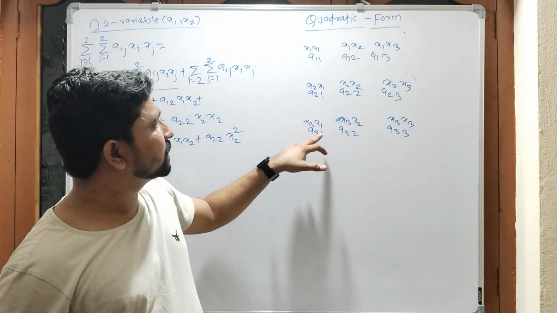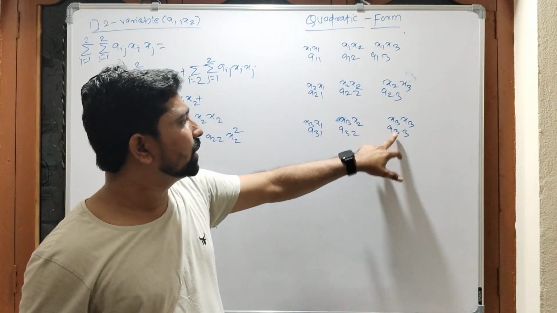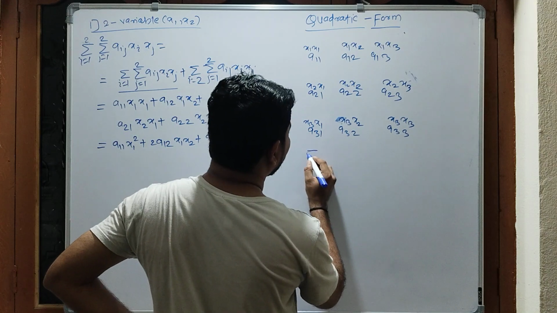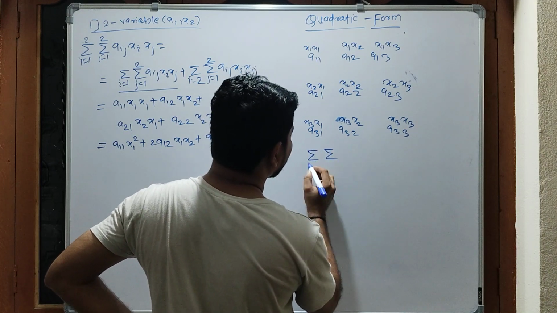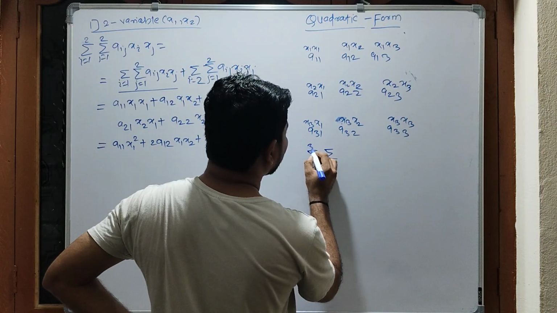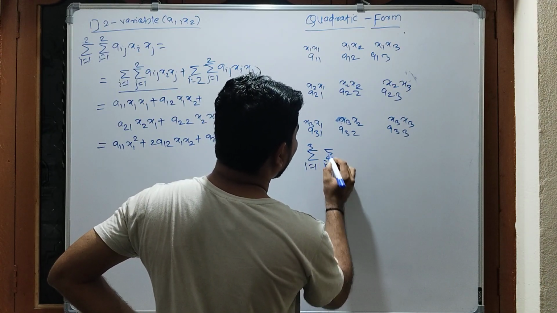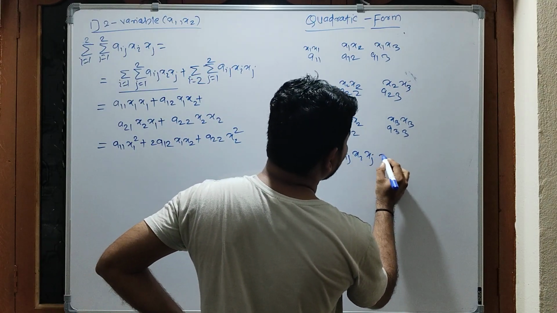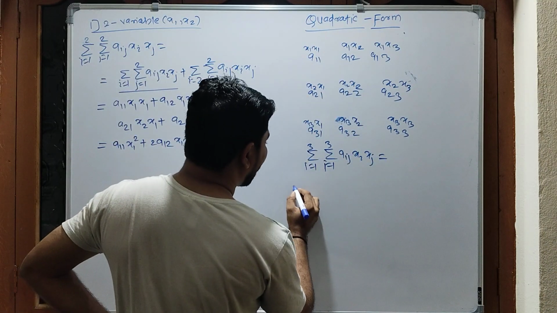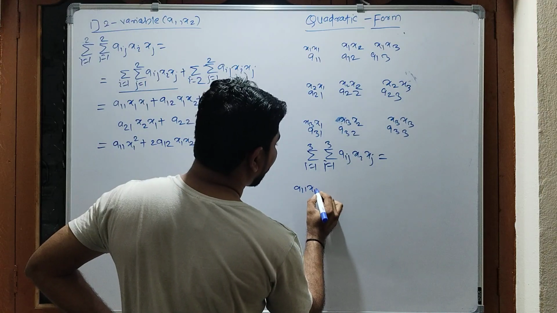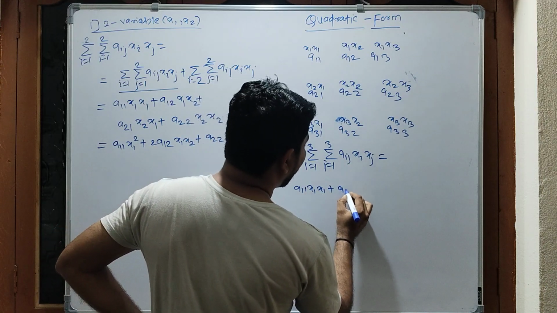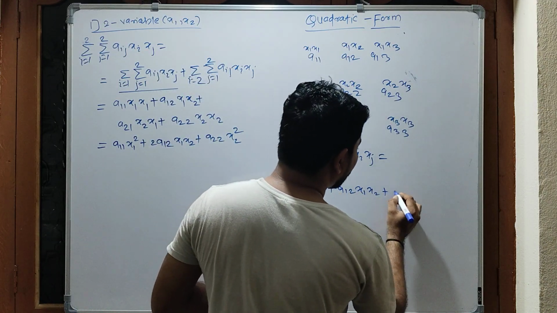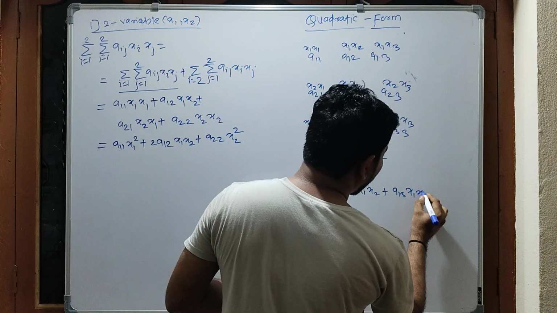This is a31 x3 x1, a32 x3 x2, a33 x3 x3. So here the quadratic form in 3 variables is the sum, i running from 1 to 3, j running from 1 to 3, a_ij x_i x_j, which is equal to a11 x1 x1 plus a12, corresponding to the first row, x1 x2. So this is the a13 position, x1 and x3.